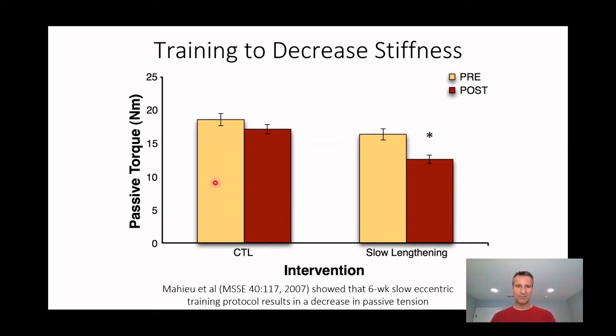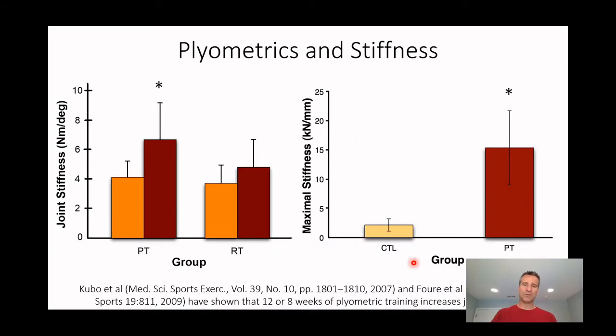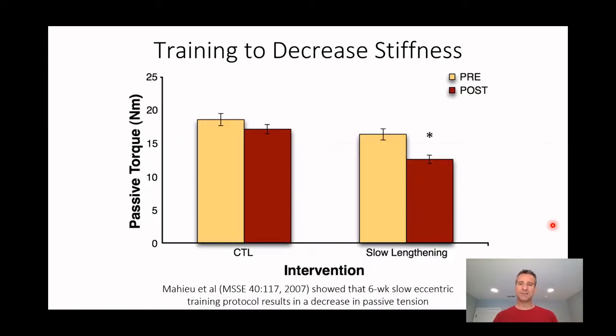This is a control group looking at passive torque over time. This is a 6-week time period between measures. This is a group that was doing slow lengthening contractions. It's known as the Alfredson protocol for Achilles tendinopathy. So basically all this is showing is that if you do heavy slow lengthening or you do light plyometric training, you increase stiffness. Slow, heavy training decreases stiffness, and that's exactly what we've talked about.